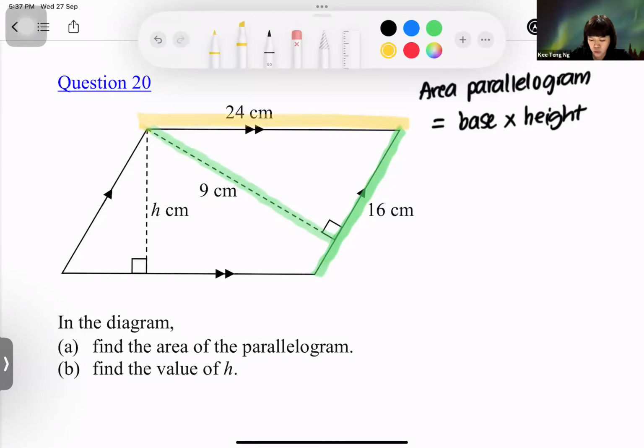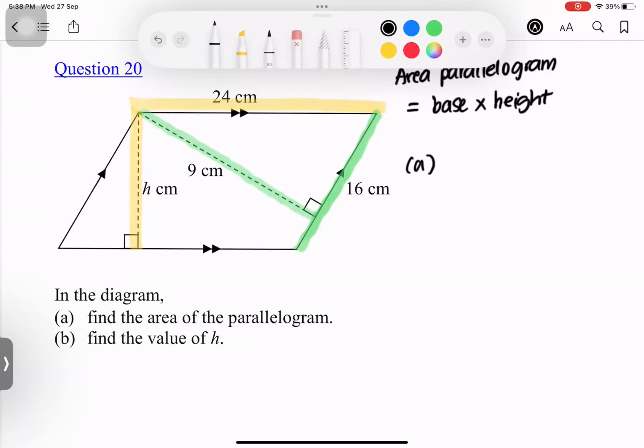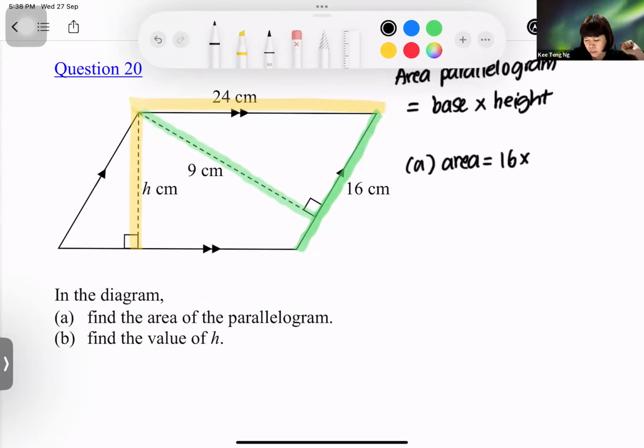Yes. So do you have a clue what they're going to ask me to find? They're going to ask me to find area of parallelogram, then after that find what is H, correct or not? So which one should I use to find the area of the parallelogram? The green pair or the yellow pair? Green. So area of parallelogram will be equals to base, which is 16 times the height, which is 9. So 16 times 9, 144 cm squared.